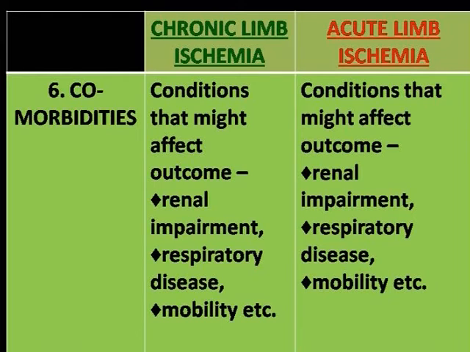Respiratory disease is very common in the chronic limb ischemic group, as the patients are smokers and have a high incidence of COPD. So a general anesthetic, for example, might want to be avoided.